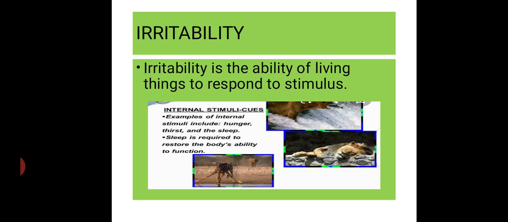Irritability. Irritability is the ability of living things to respond to stimulus. Anything that excites the body is called a stimulus. What the body does after receiving a stimulus is called a response. For instance, if you are in the kitchen and you mistakenly touch a pot and it's very hot, what will you do? Will you still hold the pot? You remove your hand immediately, right? That means you are responding to a stimulus.